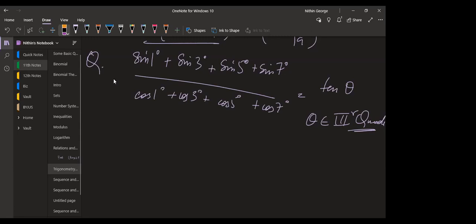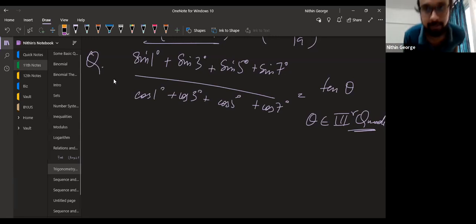Theta is 184 degrees. That's absolutely right. That's correct. Well done.